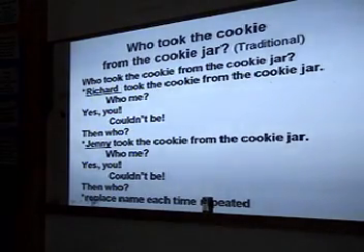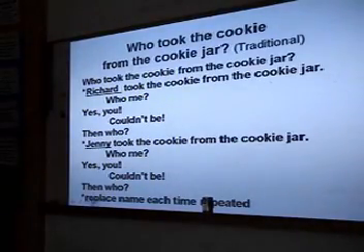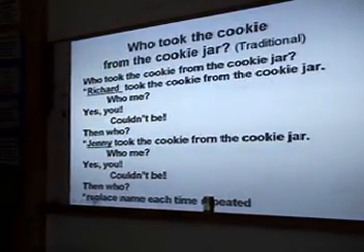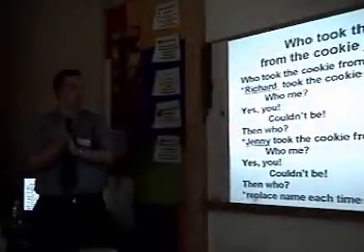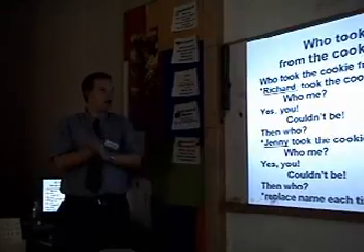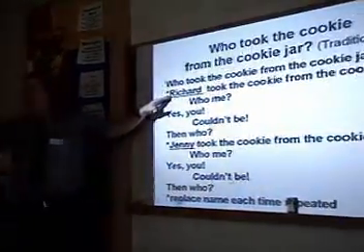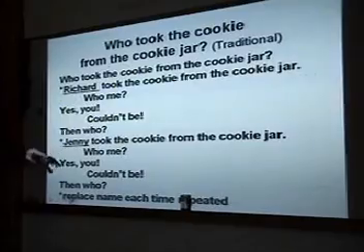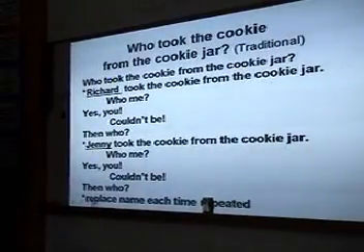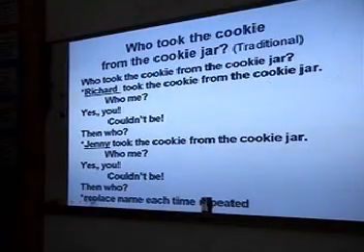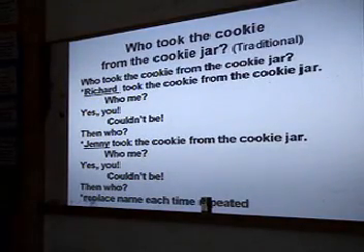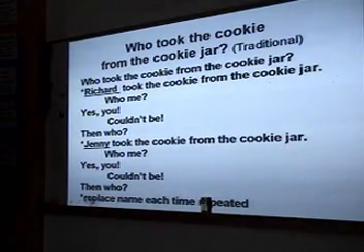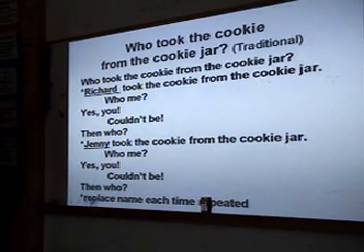Who took the cookie from the cookie jar? Richard took the cookie from the cookie jar. Who, me? Yes, you. Couldn't be. Then who? And then Richard gets to say someone in the group. Jenny. Okay, we're going to use Jenny's name. Who took the cookie from the cookie jar? Jenny took the cookie from the cookie jar. Who, me? Yes, you. Couldn't be. Then who? Okay, is there anyone who would volunteer their name?